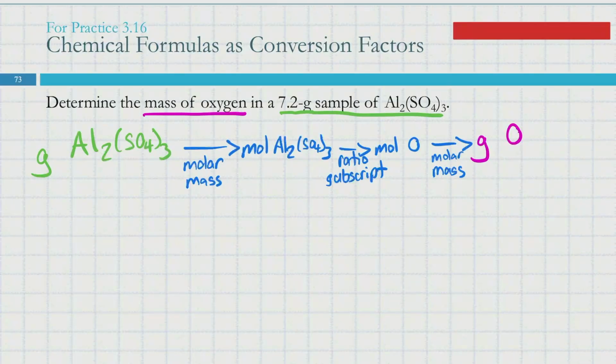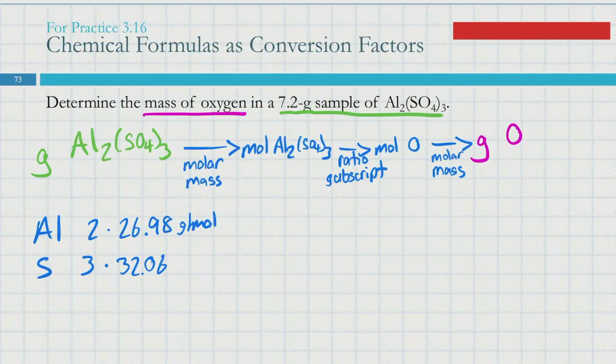So for our molar mass for Al2(SO4)3, we need to calculate a molar mass. We've got aluminum. We've got two of those. They're 26.98 grams per mole each. Sulfur, we've got how many? Yeah, 3, because we've got the 3 outside of the parentheses for sulfate. So 3 sulfate groups with 1 sulfur each. And these are 32.06 grams per mole each.